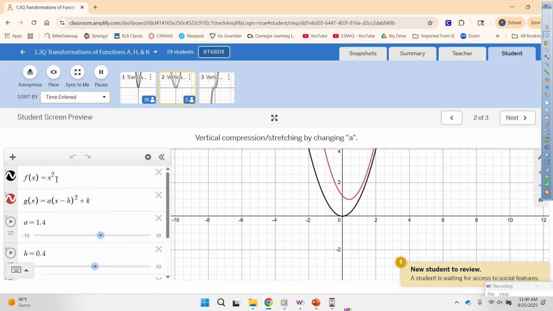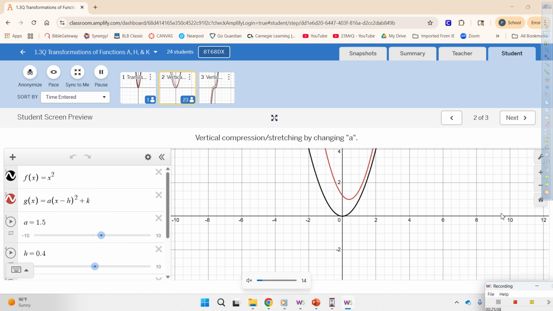Now we have f of x equals x squared, still the parent function, but now our general rule is a parentheses x minus h squared plus k. This time I want you to move the lever for a, keep it at positives first, and then move on to negatives. Do that right now. See what happens to the function with all positives and then with negatives. So I'll give you some time. Go talk it over to your neighbor.